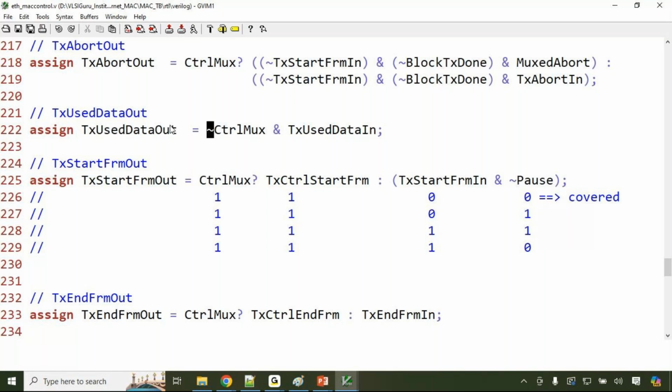Bitwise inversion. If I remove this one, I remove that bitwise inversion. Will it work? If I remove the bitwise inversion, will this code work? It won't work.